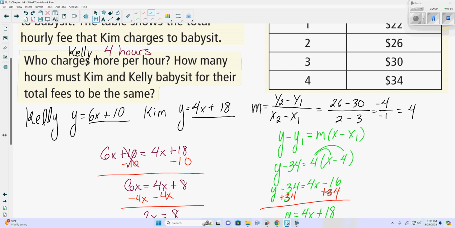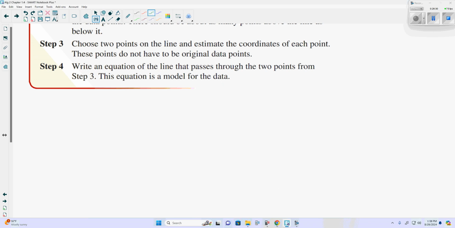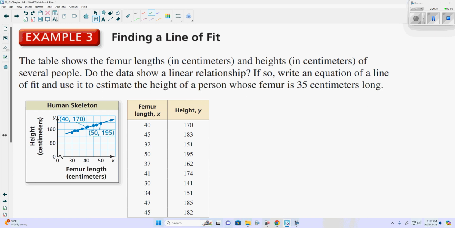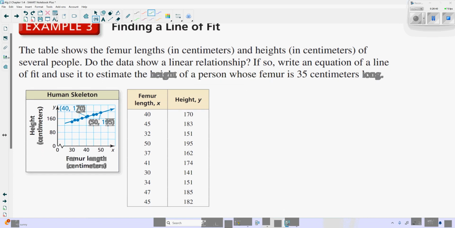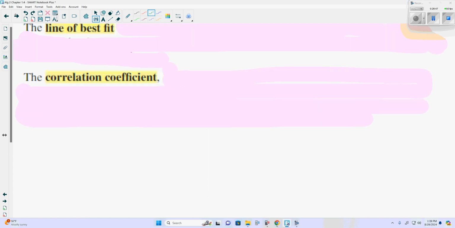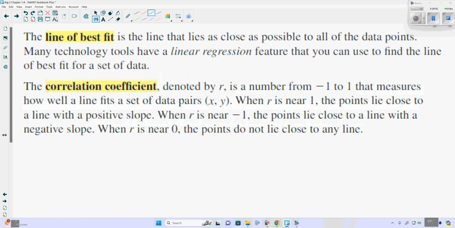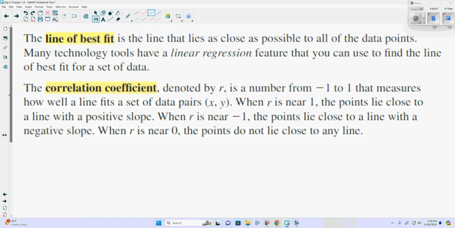Now, the last thing that's in your notes is line of best fit. Find a line of fit, create, so we can do all this here. And really what it does is it makes a line that best represents the data, that's most closely accurate to the data that we have. And there's different ways that we can get to it. Now, the line of best fit is a line that lies as close as possible to all data points. Many technology tools have linear regression features that can actually model this here.